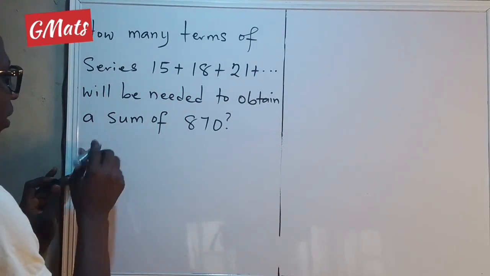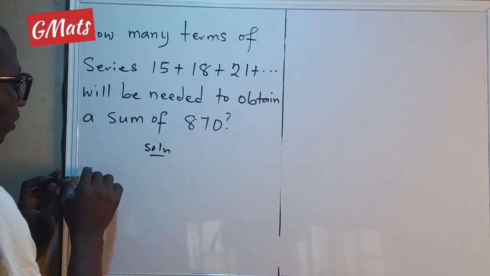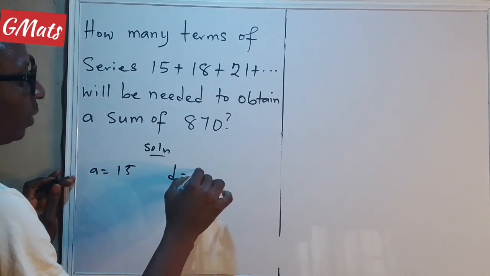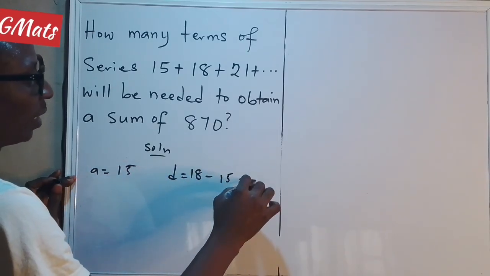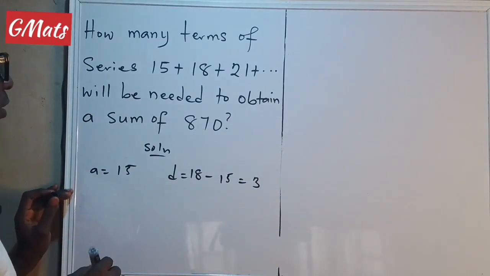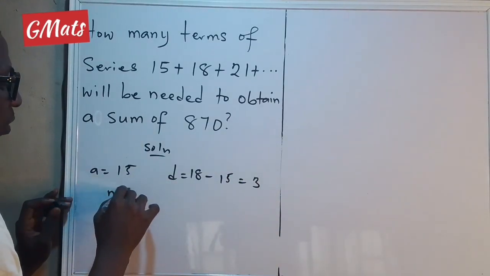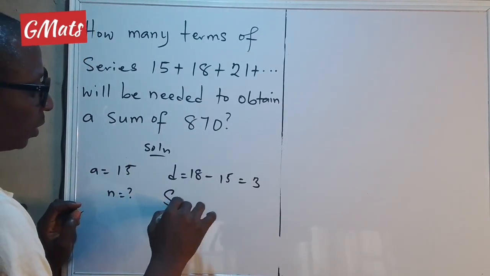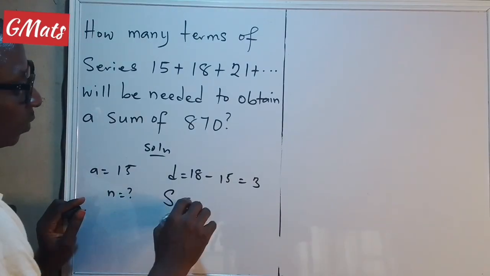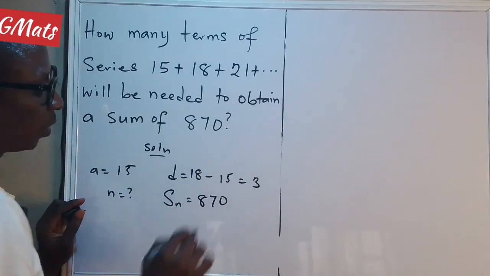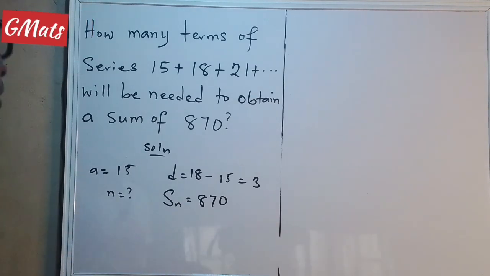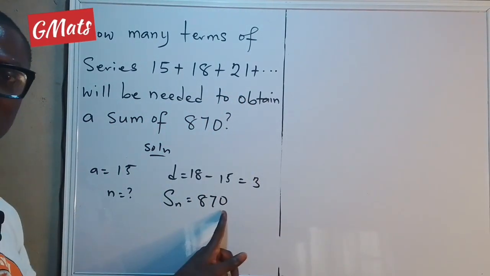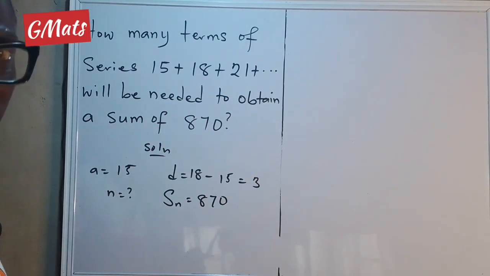So here we have that the first term is 15. The common difference will be 18 minus 15, and that gives you 3. All right. So the number of terms is what we don't know and want to get now. But we are given the sum of the first n terms to be 870. So we want to know the number of terms that will be added together to have a sum of 870. Hope you understand the question.